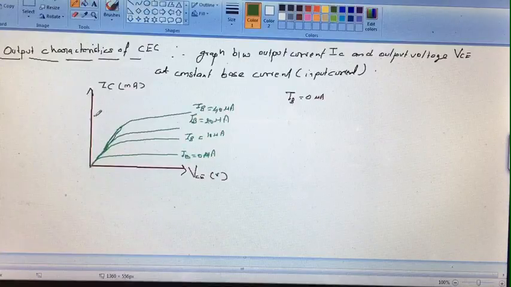In this region we are getting no current. This is active region, this is cut off region, cut off. Here current is being increased with the increase in the potential. This is our saturation region. Okay.